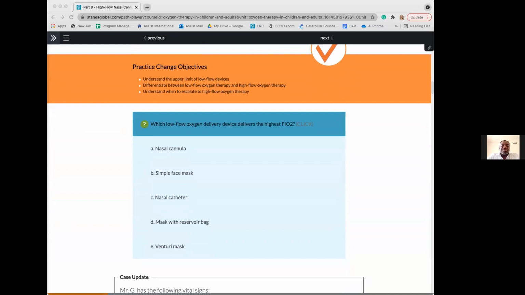We've had to use oxygen delivery devices before, and here a question comes: when using the oxygen delivery devices, which one will deliver the highest FiO2? I would like to remind you that FiO2 stands for fraction of inspired oxygen. So which one of these devices delivers the highest FiO2? Please feel free to drop your answer in the box.